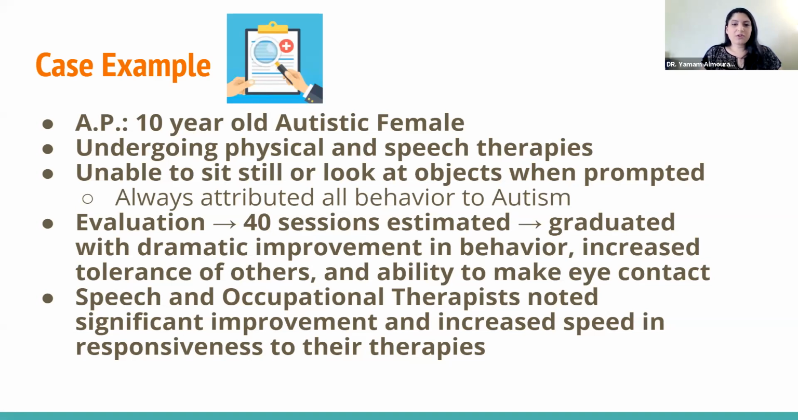She was tolerant of others. She was able to make eye contact with her mom and her classmates, because now her central vision got strengthened. And a lot of those behaviors that were originally attributed to autism decreased severely, because it wasn't just autism, there were some underlying visual issues. The other thing that was notable here was that her speech and occupational therapists saw an improvement and an increased speed in responsiveness in their own therapies once she started doing vision therapy along with the speech and occupational.